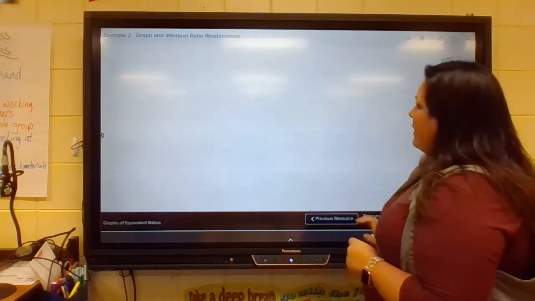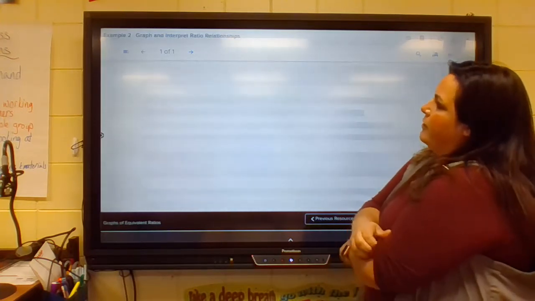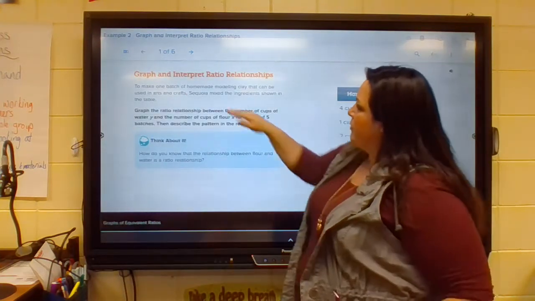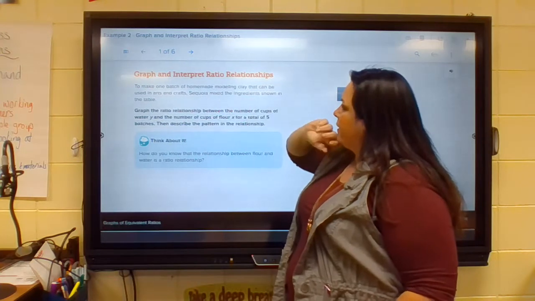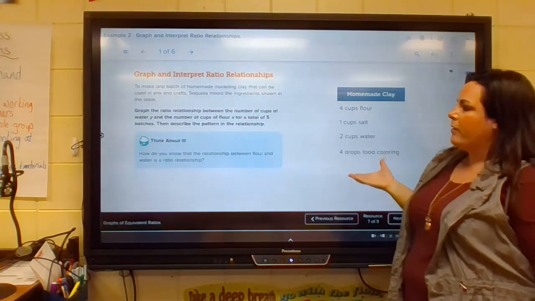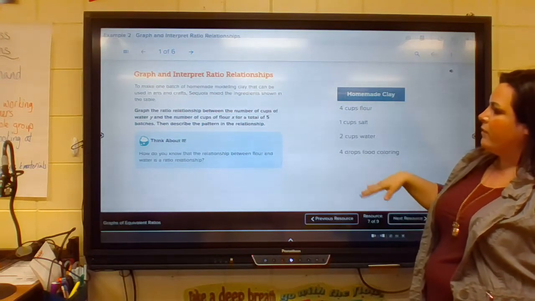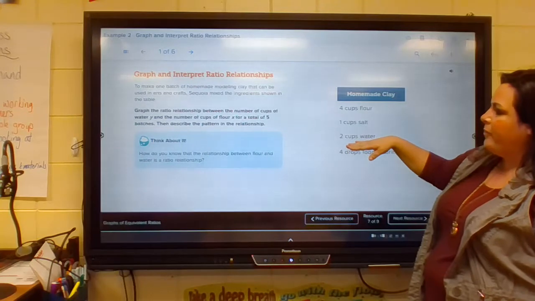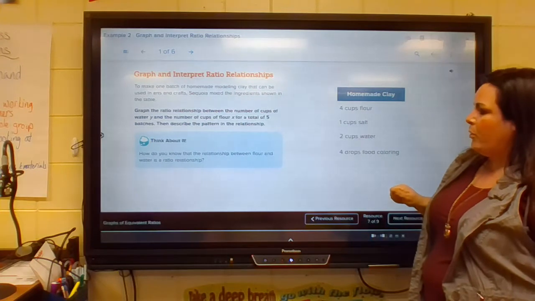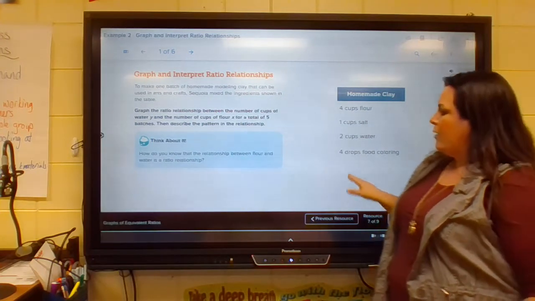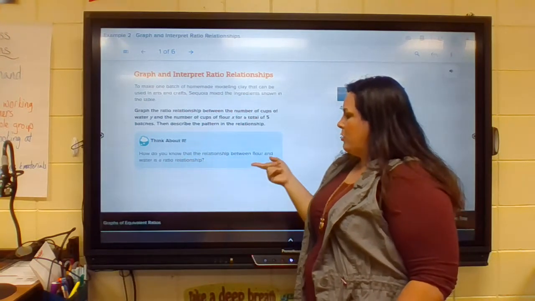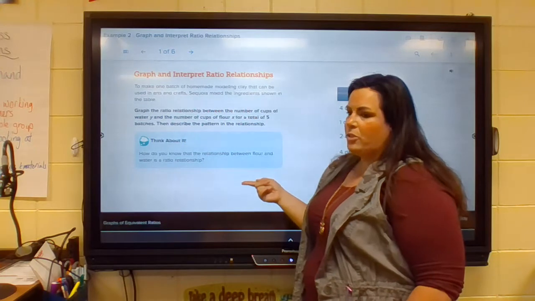We're going to skip that extra example. That's okay. We're going to graph now and interpret ratio relationships. So we're talking about a batch of homemade modeling clay. It's used in arts and crafts. Sequoia mixed the ingredients shown in our table. We're going to graph the relationship between the number of cups of water, which is our Y, and the number of cups of flour, which is our X. So 4 to 2 will be our relationship. Now, when we talk about this, what we're trying to think about is, how do you know that the relationship between flour and water is a ratio relationship?